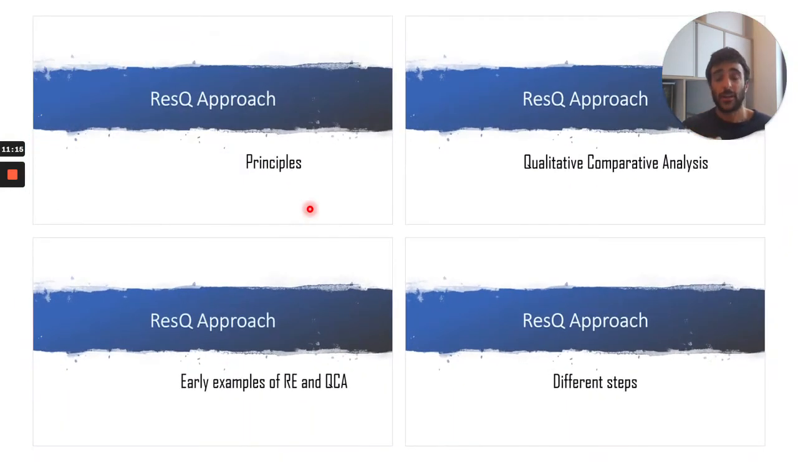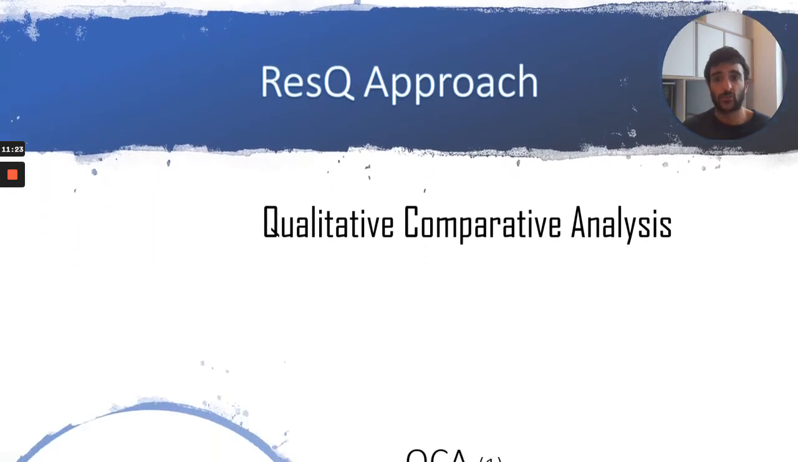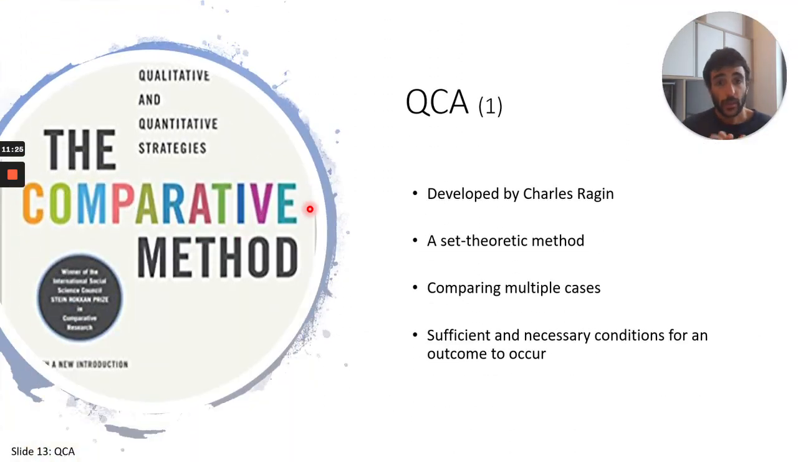Now, how do we try to find those constituting conditions? Well, we use qualitative comparative analysis, and we'll have a very quick introduction here to QCA. It is developed by Charles Ragin. It is a set theoretic method and tries to compare multiple cases, not just 1, 2, 3 cases, but often 15, 20, even up to 50 cases. And it does so in order to find the sufficient and necessary conditions for an outcome to occur, in this case, the mechanism.